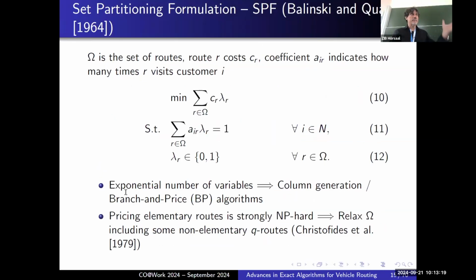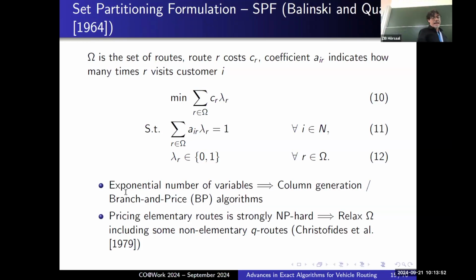Okay. So there was another idea to solve CVRP, which is the set partitioning formulation. In the set partitioning formulation, we have one variable for each possible route, and those variables together should cover all the customers. Okay. And as we have an exponential number of variables, this should be done by column generation. So the linear relaxation of this should be solved by column generation.